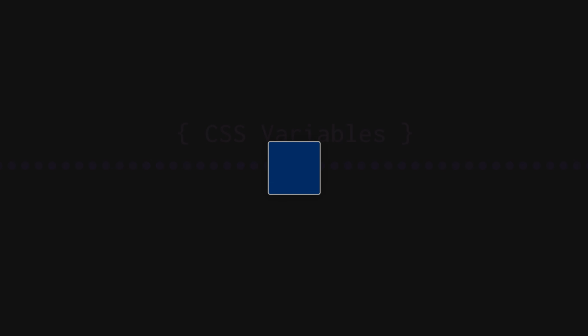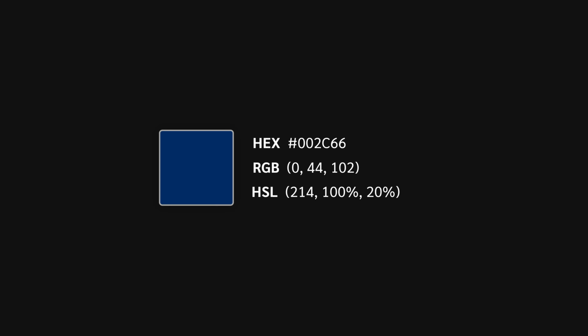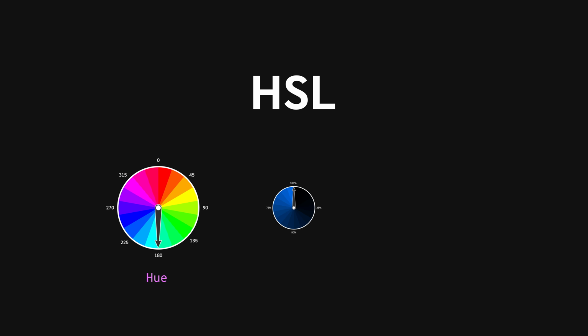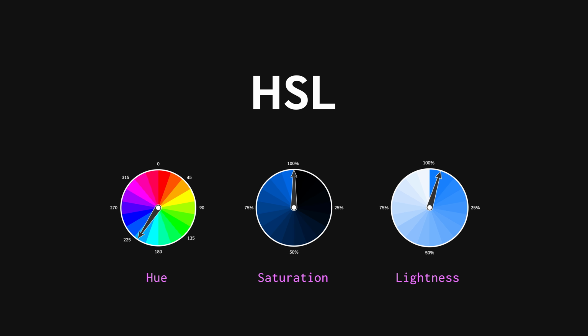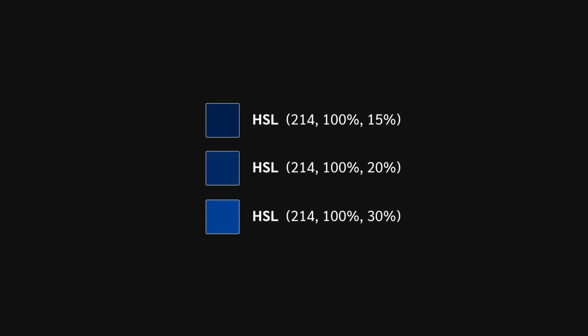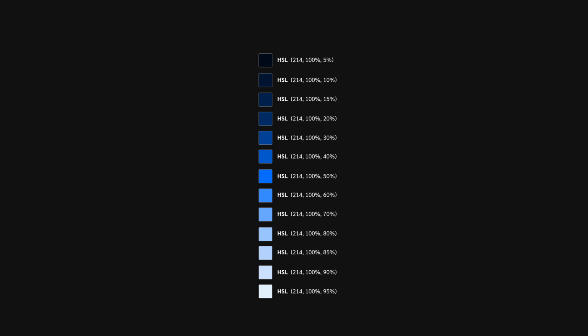Let's say we have a primary brand color of blue, hexadecimal code 002C66. We can translate that into RGB or HSL. In this demo, I'll be using HSL to create my palette. HSL stands for hue, saturation, and lightness. I can leave my hue and saturation values alone, duplicate this shade, and change the lightness value incrementally. This gives me a full palette of shades in the same color family.